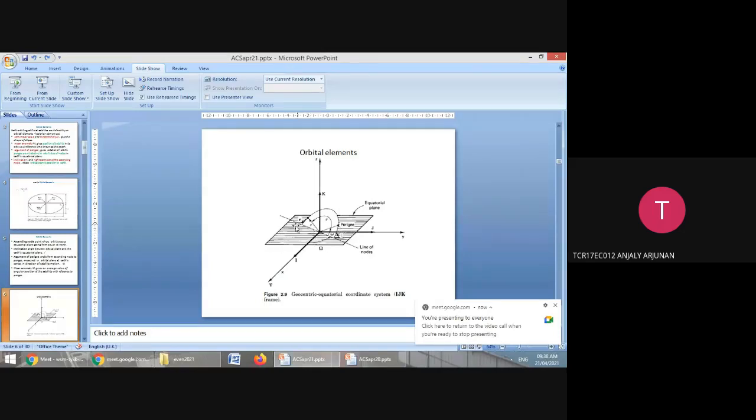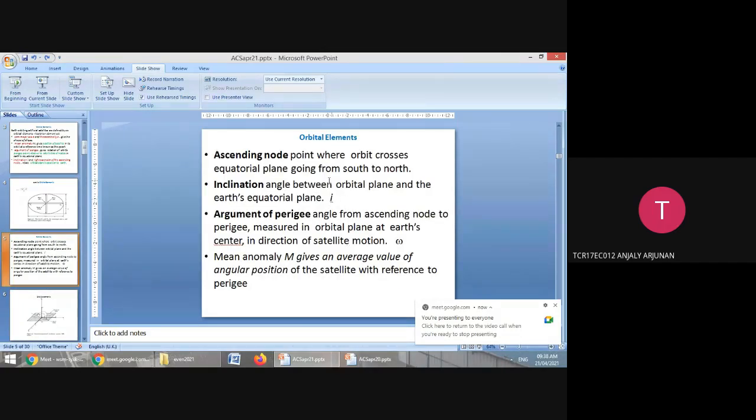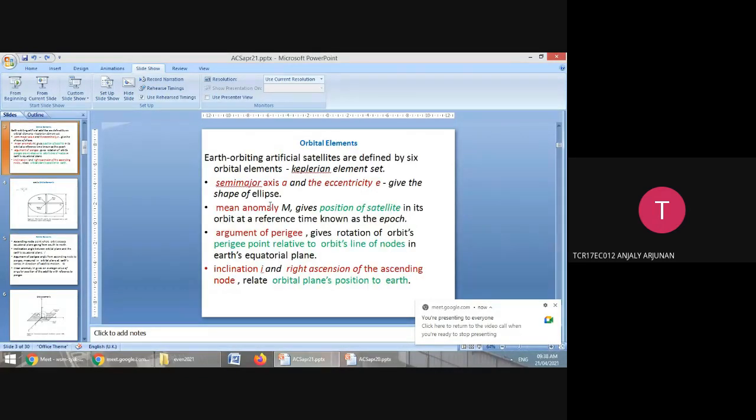So this is the orbit. This is at an inclination, and at the ascending node, from south to north, it is cutting the plane, and north to south, it is cutting the plane. The line joining these is the line of nodes. So inclination is the angle between the orbital plane and the equatorial plane. Ascending node is there, and the argument of perigee is the perigee point relative to the line of nodes and inclination. Another parameter is right ascension of ascending node, which is the orbital plane position relative to Earth.